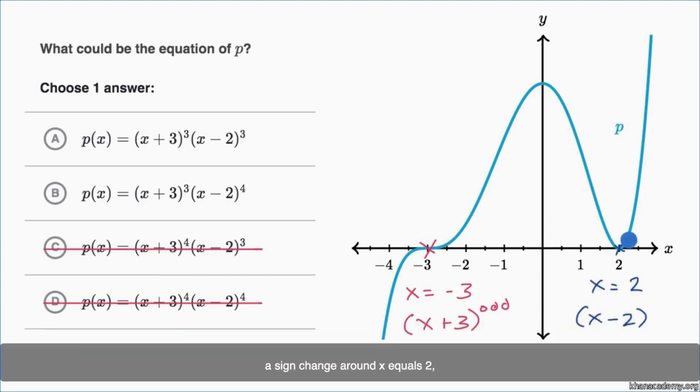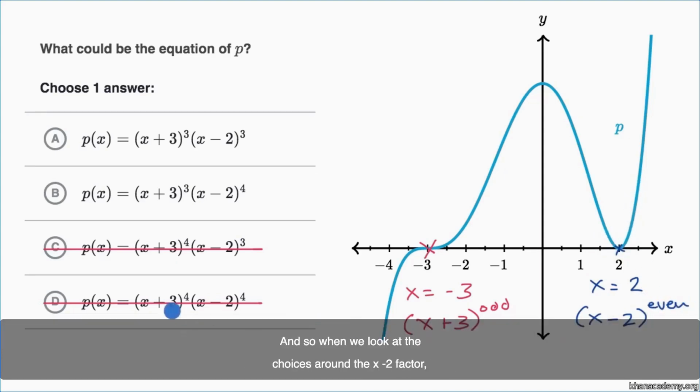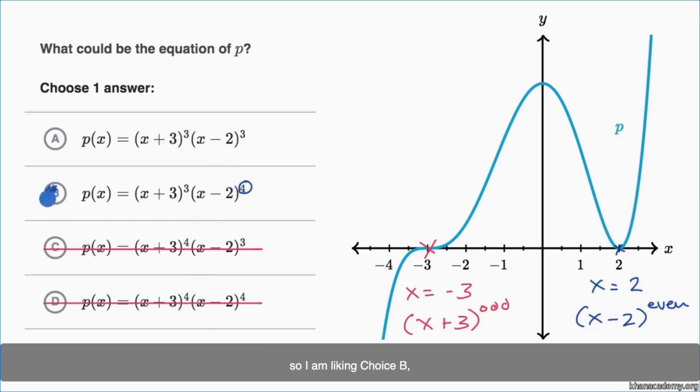And because we don't have a sign change around x equals 2, the graph just touches the x-axis and then goes back to where it was coming from, we would expect an even exponent here. And so when we look at the choices around the x minus 2 factor, we see only one of them has an even exponent. So I am liking choice B, and we are done.